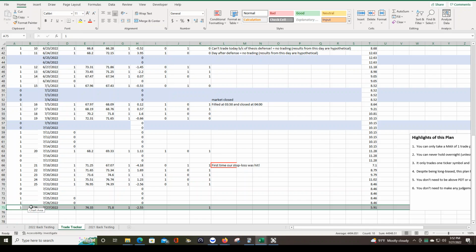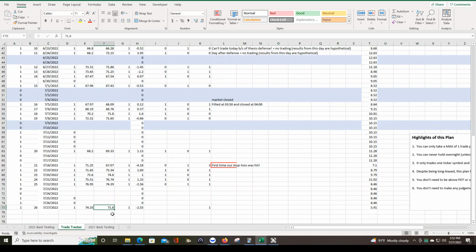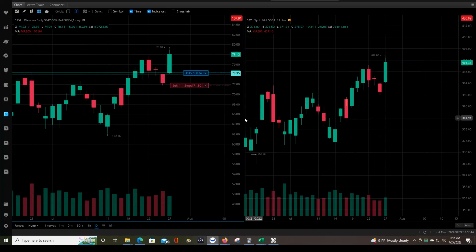So this is the current trade that we're in right now. You can see that's my position. So I put in the worst case scenario just to have some data there, and I will update this as soon as we close out the trade. But this is if it hit our max stop loss for the day, which it hasn't done. And let's go to the chart page now, and we'll take a look at SPXL.